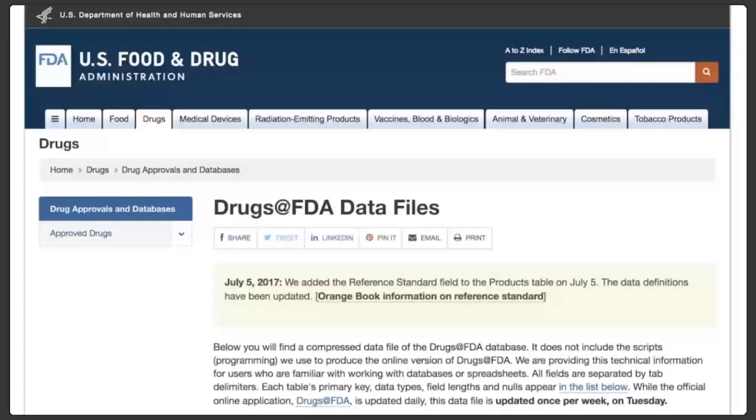The third one here is the open data sets published by the United States FDA. This database includes drug approvals data and therapeutic evaluations for approved multi-source prescription drug products.